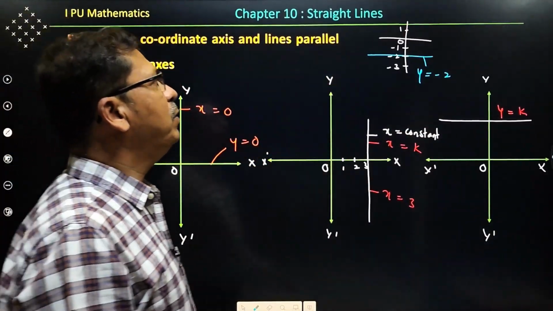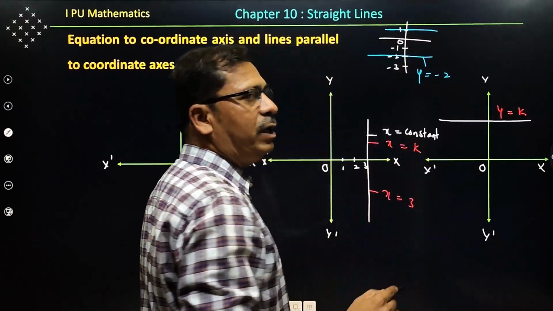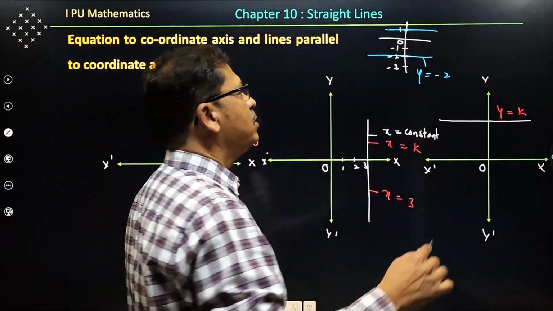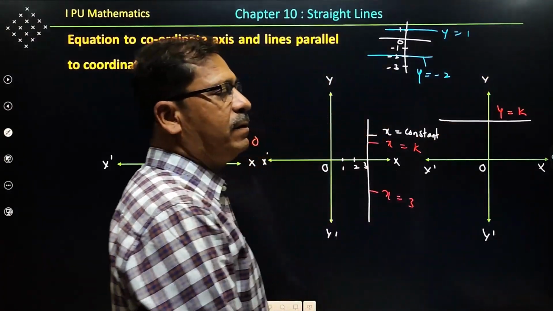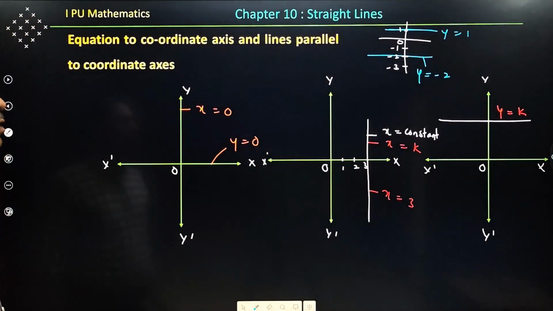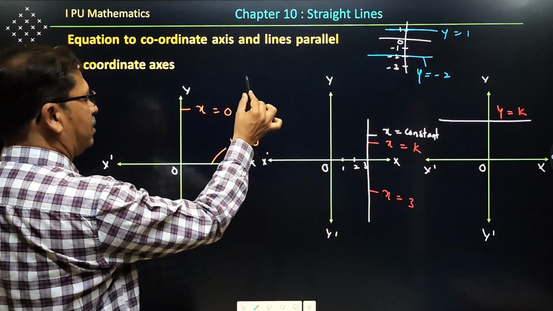On the other hand, if you take into consideration a line passing through 1, parallel to the x-axis, it becomes y is equal to what here? y equal to 1. So this is the situation. One more example I would like to take for the second case.